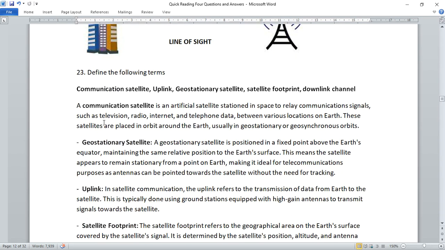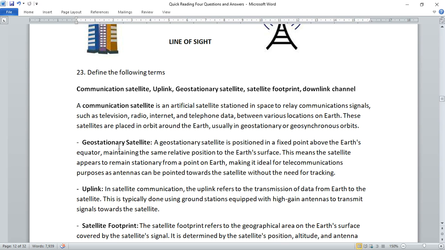Then define the following terms. We have communication satellite, uplink, geostationary satellite, satellite footprint, and downlink channel. So a communication satellite is an artificial satellite stationed in space to relay communications signals such as television, radio, internet, telephone data between various locations on Earth. So later on, we shall see below this video how that communication takes place.